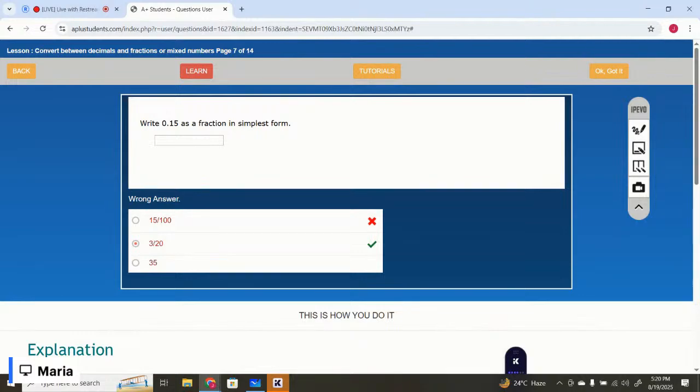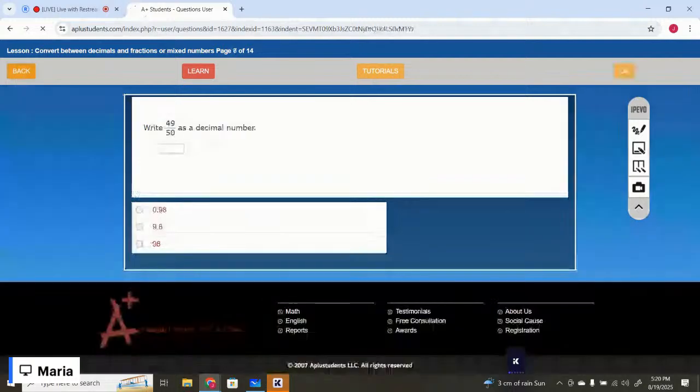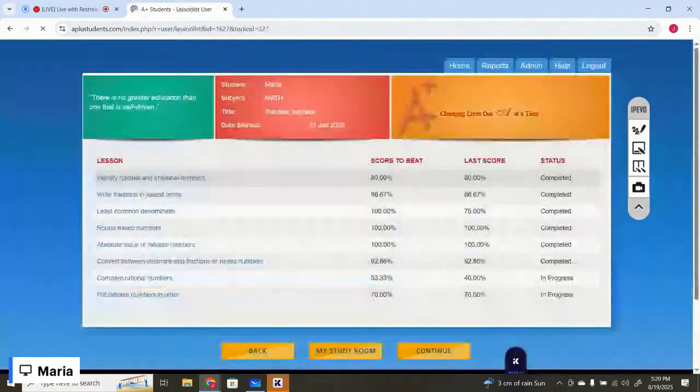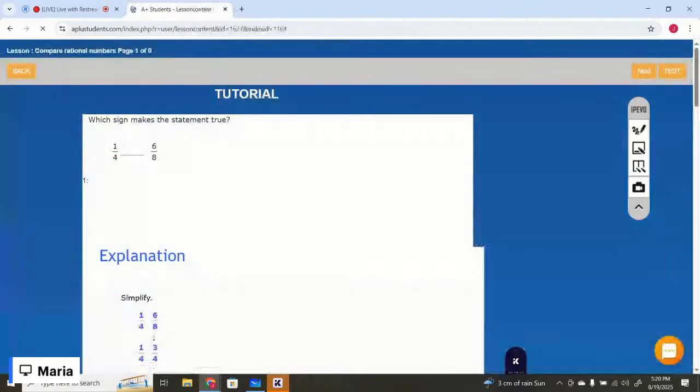Yes, you need to write your answer in simplest form, so that would be 3 by 20. Okay, you can complete the lesson by yourself later today. Let me just move on to the next lesson. That is compare rational numbers.